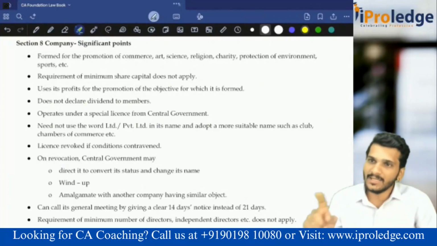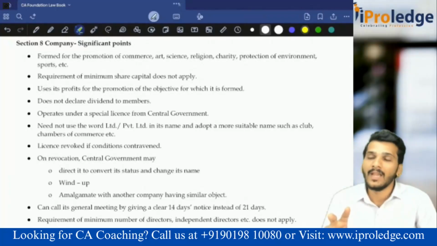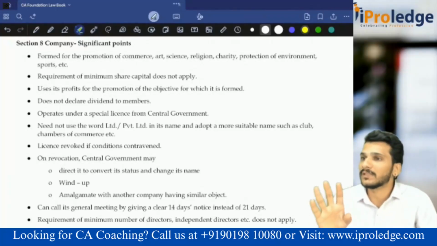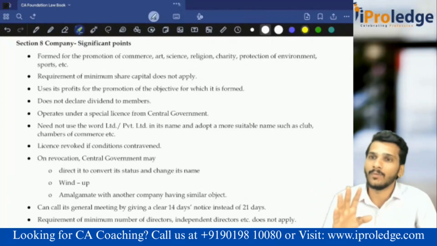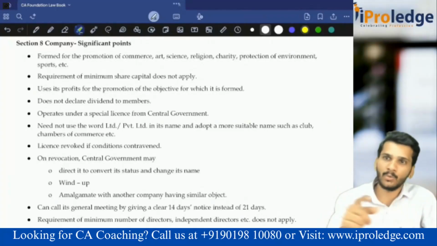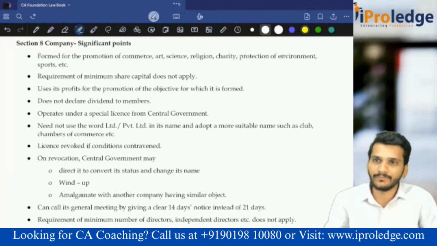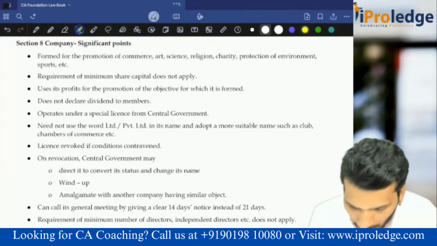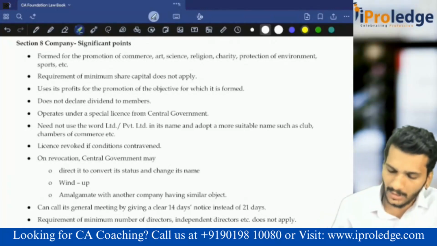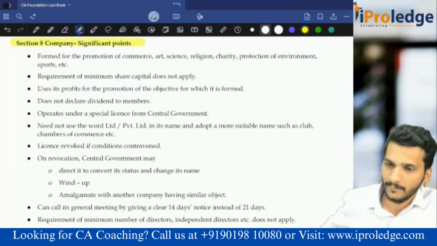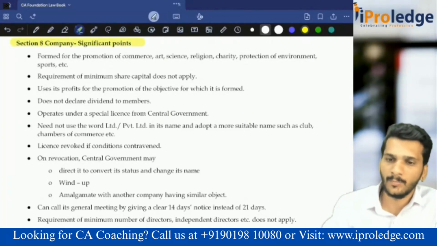But that condition does not apply here. That means I can be a director in 20 normal companies and unlimited Section 8 companies. Section 8 companies don't count, like we do in a private company, we exclude these. Like that, these companies are excluded from the 20 company limit. That's it. That is Section 8 company. You go through this once. You start from this point. Significant points of Section 8 company.